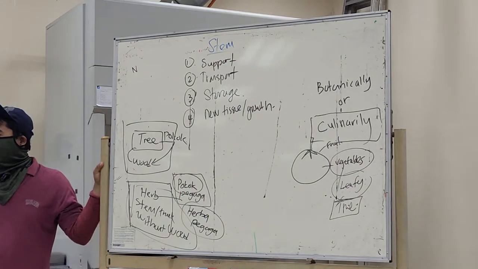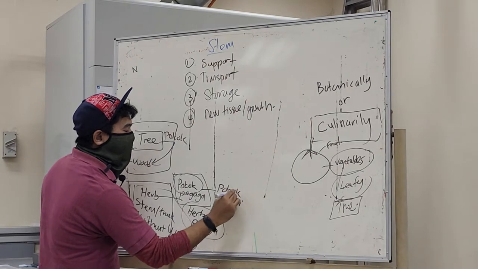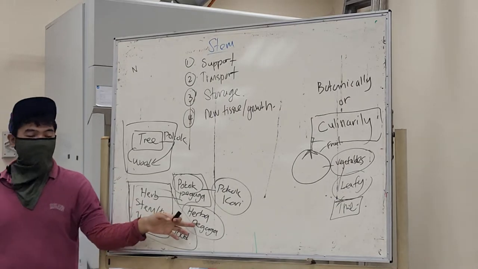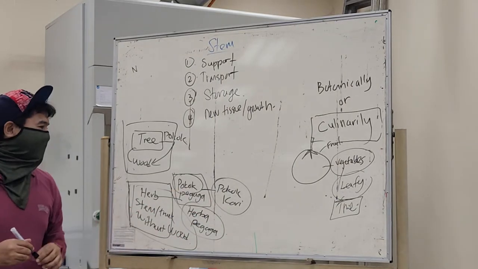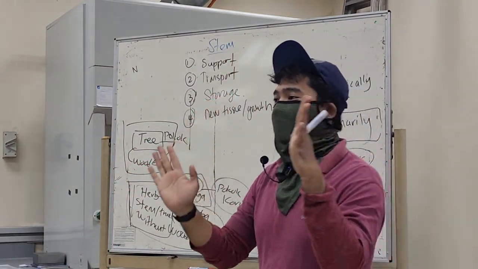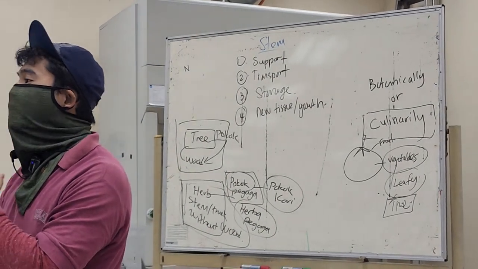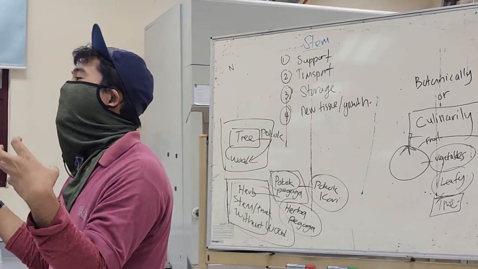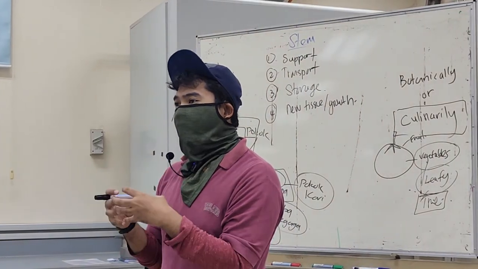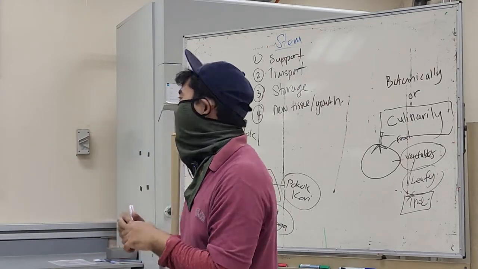But you can call it pokok kari. It's woody. Can you call it herba kari? Sounds weird, right? All right. So, for support, because the stem has got a number of tissues inside of it, and these tissues come together, they harden. They lignify. Lignify means that it gets deposited with lignin.